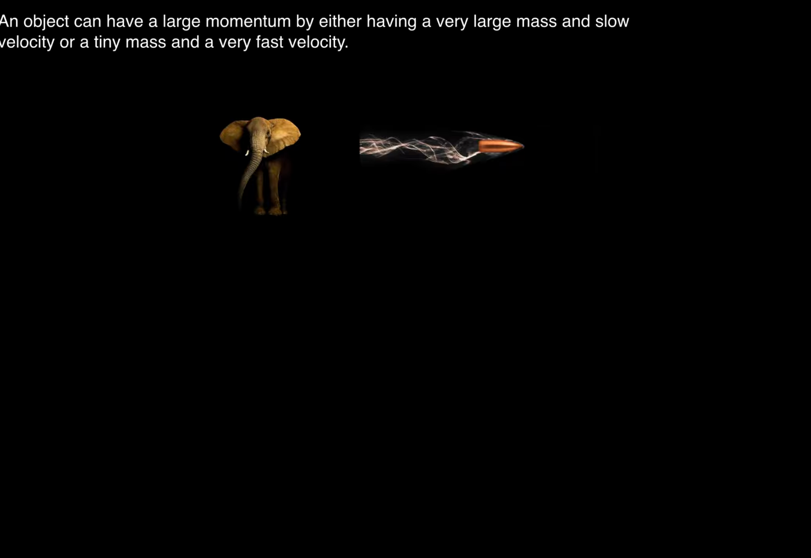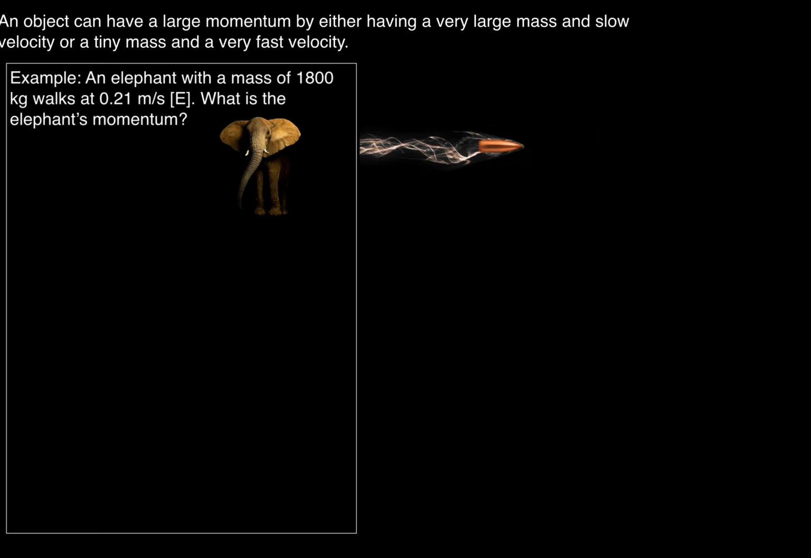When you think about momentum, I want you to think about how much it would hurt if that object were to collide with you at that speed. An elephant, moving very slow, would still probably hurt quite a bit if it ran into you. A bullet, though small, is moving so fast that it also hurts when it runs into you. Momentum is all about how much force an object is capable of transferring.